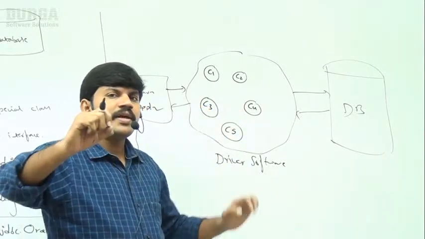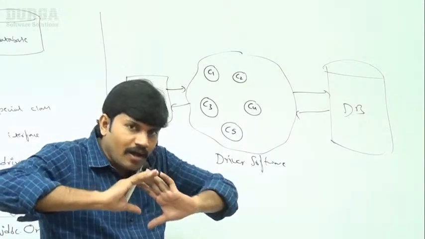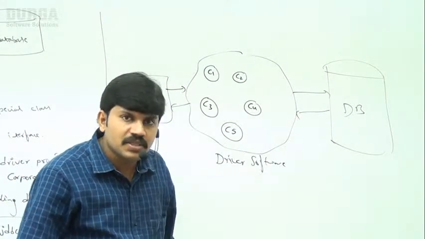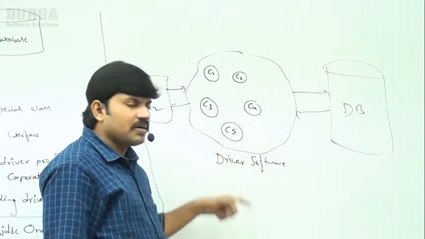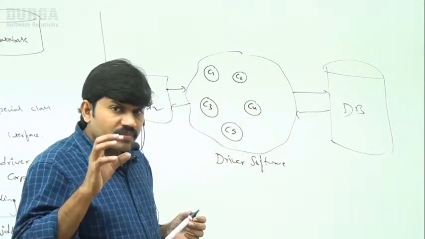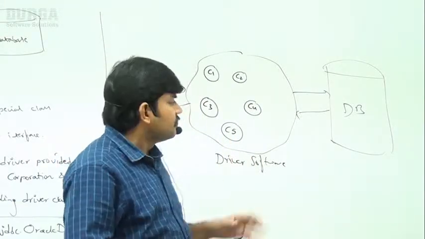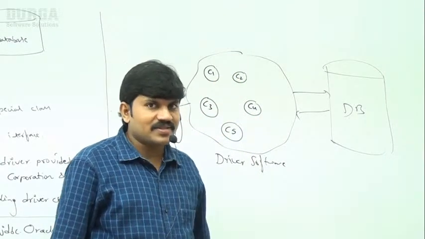So, whatever interfaces are there inside the JDBC API, for all those interfaces, implementation classes are required. A group of implementation classes is nothing but driver software. Clear for all of you, right? Now, among these many classes, there is one special class.